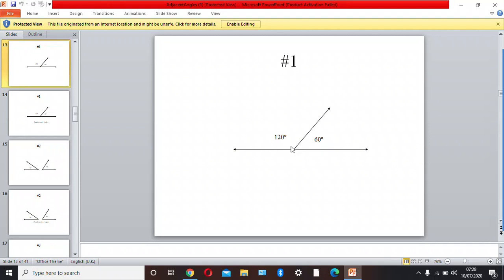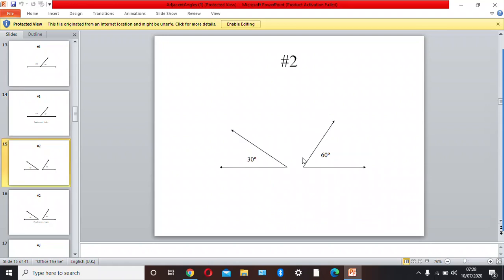What will you say? Let's look at the addition. 120 plus 60 degrees gives us 180 degrees. So you would agree with me that these are adjacent angles and they are supplementary angles. That's the answer there.